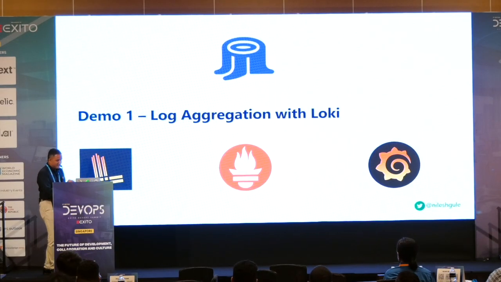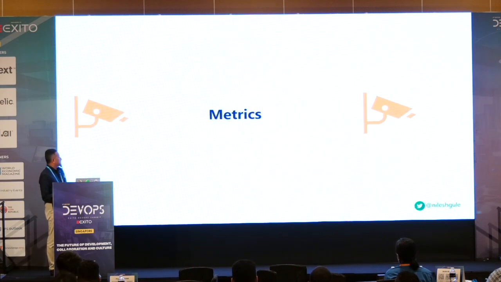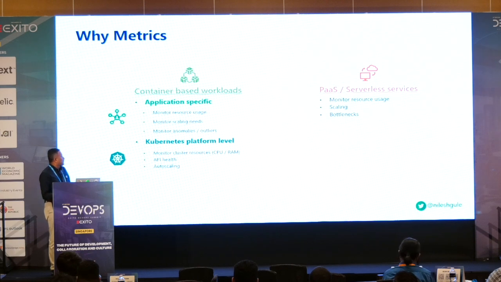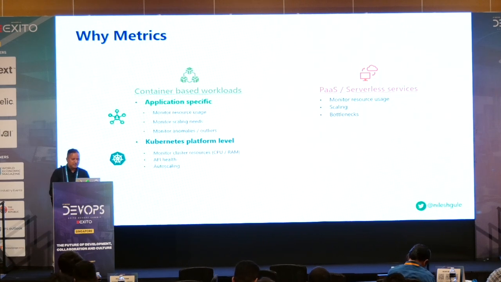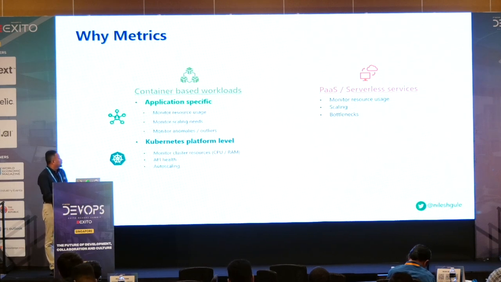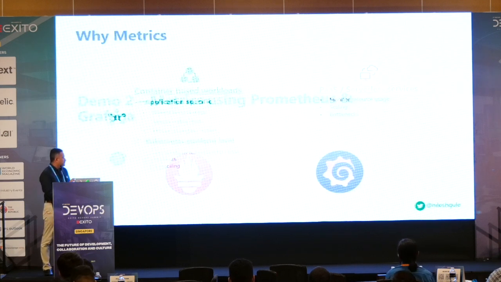The next thing is about the metrics. Metrics are useful when we want to visualize or look at data over a period of time, instead of looking at very time-specific data. When we want to look at, let's say, resource usage over a period of time, or if we want to look at any anomalies, those are the kind of scenarios where I would need to have a look at metrics. And in this case, again, the scenarios are related to the container-based workloads as well as the PaaS services.